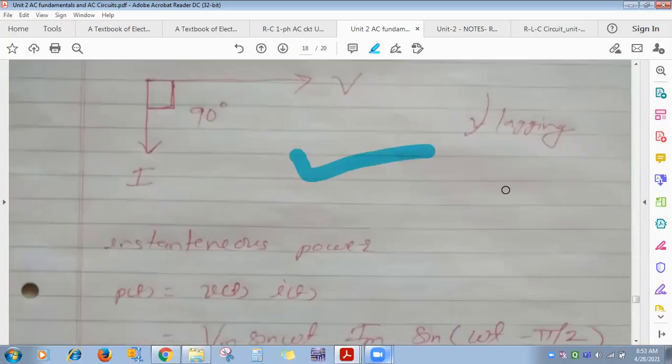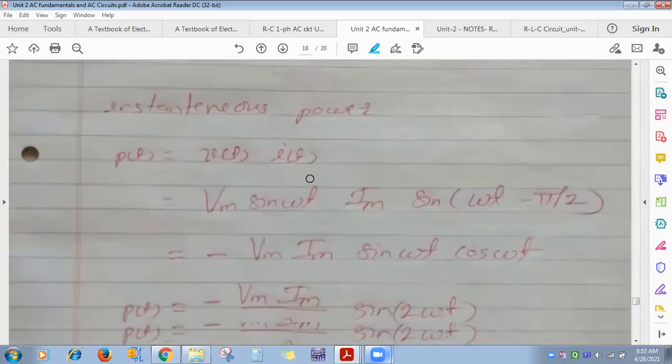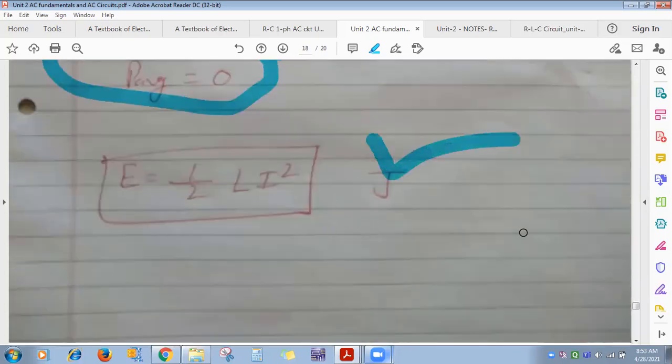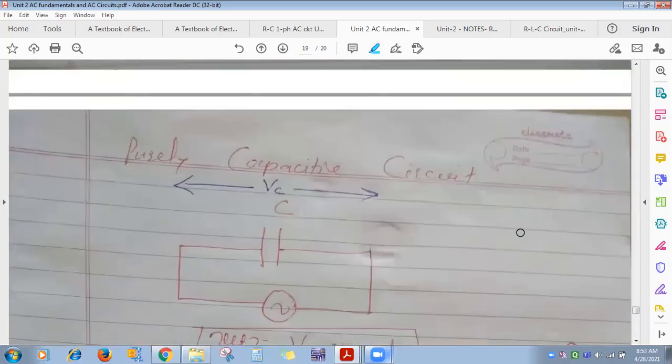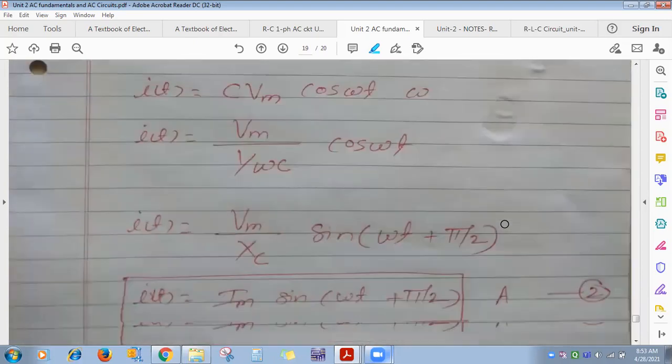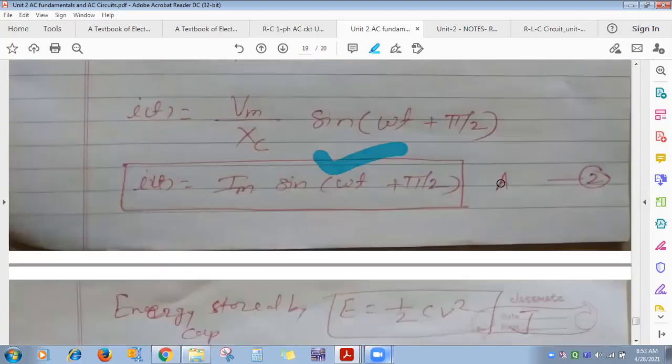This means in a purely inductive circuit, a purely capacitive circuit, and a purely resistive circuit, whether current lags, leads, or is in phase, that we have seen. There is no power consumption for a purely inductive circuit. Energy stored by an inductor is half L i square joule. The same things apply for a capacitor. If the voltage equation is given in the form, suppose v of t equals Vm sin omega t and i of t equals Im sin of omega t plus 90 degrees, it means this is purely capacitive.